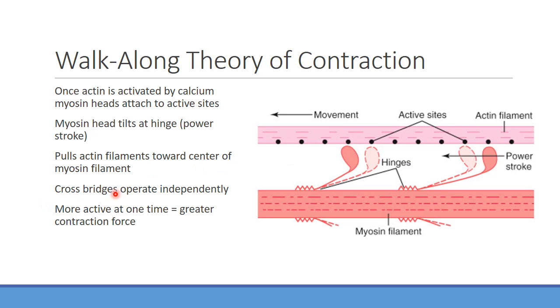But again, these cross bridges can operate independently, so you're going to have a lot of different contractions all happening at the same time. So you have a uniform movement of the actin filaments, but it's not all happening necessarily with the same heads working in unison. They're working independently of one another. But the more you have active at one time, the greater the contraction force is going to be, right? So the more calcium available, binding to troponin, the more likely they are to have the activation of more myosin heads, more movement of the actin filaments.